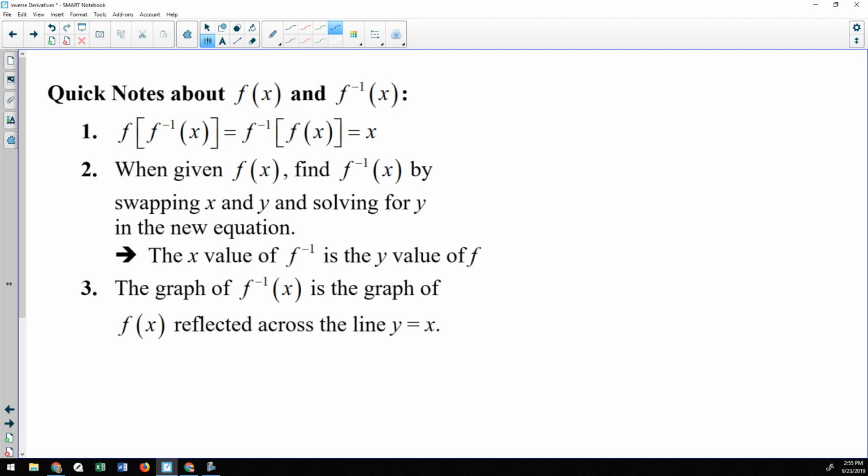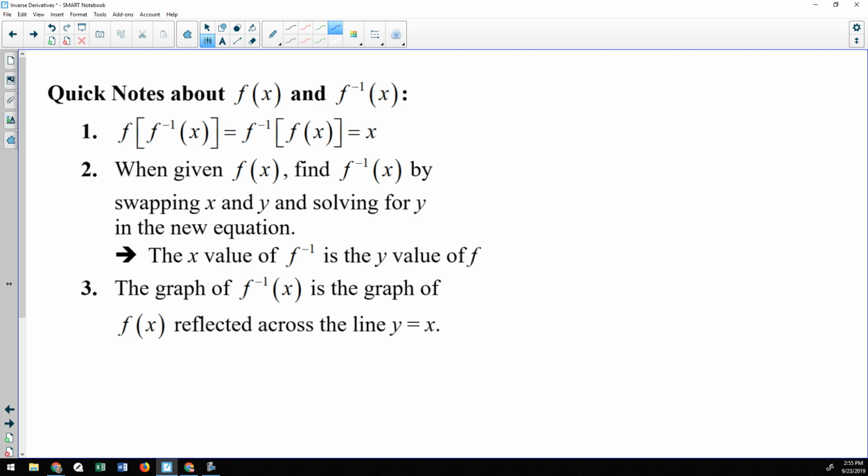And this is all pre-cal type stuff, but f of f inverse is the same as f inverse of f, and both of those will equal x, and that's kind of your definition of an inverse. It undoes the original. When given f of x, you find the inverse by swapping x and y and solving for y in the new equation. The x value of the inverse is the y value of the original function f of x. We'll use that property later.